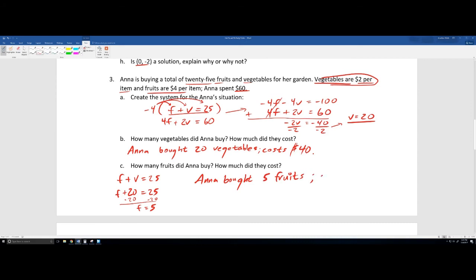How much did it cost? Well, we said that fruits were $4 per item. So 5 times 4, that should be $20. Which makes sense. If you double check the math, she did spend $60. So 40 plus that 20 checks out. 60 bucks.